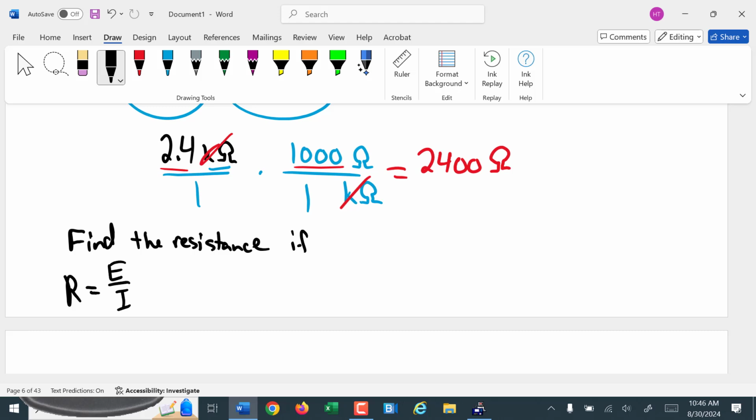So I'm going to have you try this one for me. Find the resistance. So I'm finding resistance. This is going to be R equals voltage divided by current. If a 120 volt drop pushes 40 milliamps. So that's just saying there's a 120 volt drop across the component, and there's 40 milliamps flowing through it.